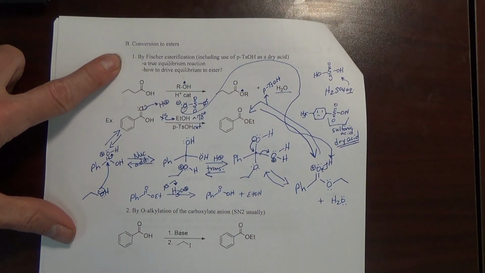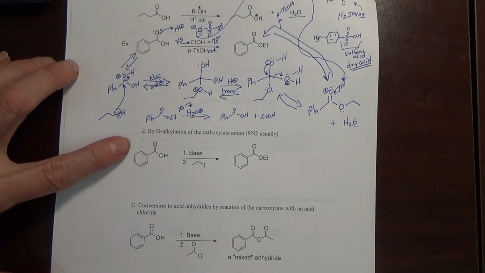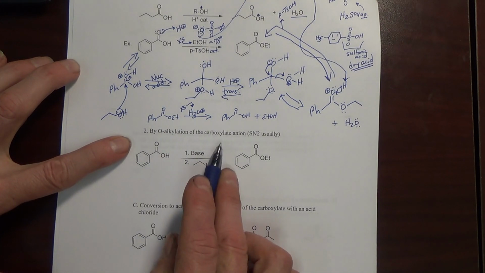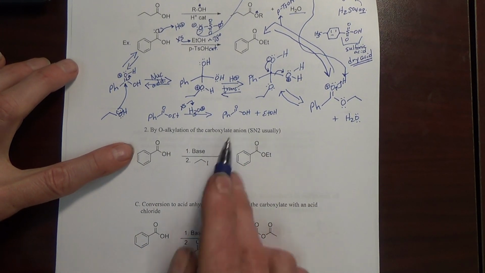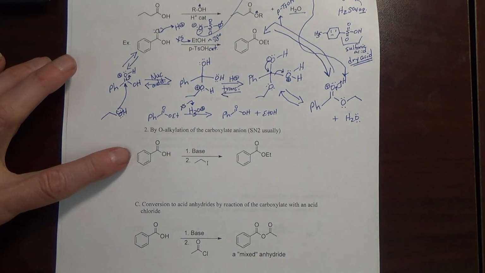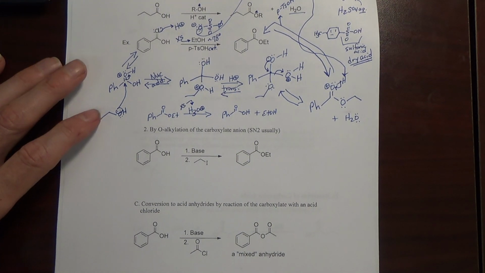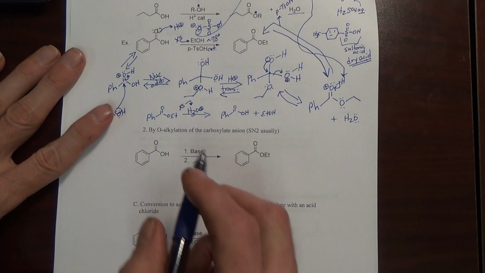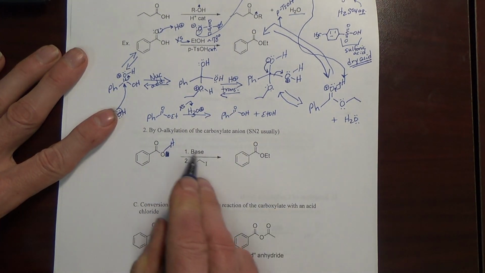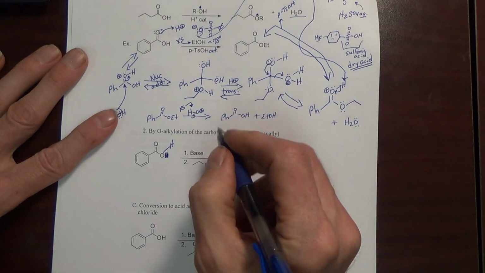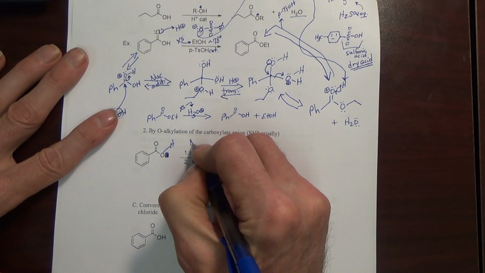Conversion to esters. Another way to make an ester, a little bit less common, but it's certainly very straightforward, is O-alkylation of a carboxylate anion. Now we actually showed this in Organic 1. If you take a carboxylic acid, react it with base, let's see, what kind of base would we use here? Maybe sodium hydroxide?